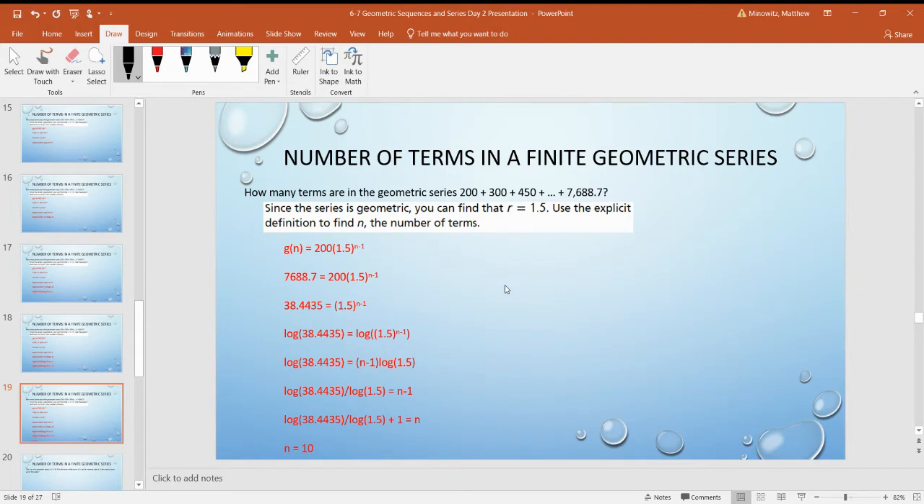And we put that in our calculator, we get 10. So that is the 10th term. There's 10 terms in this series. 7688.7 is the 10th term. I did not need to count up and find term 4, 5, 6, 7, 8, or 9. I don't want to do that.